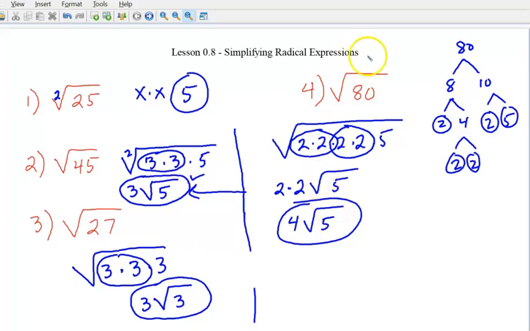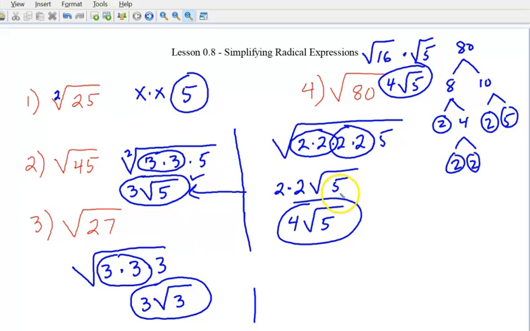If you used perfect square factors, you could do the square root of 16, which has a perfect square root, times the square root of 5. Those 16 times 5 equals 80. And then you just have to simplify the square root of 16. And you're there. It's just, to me, a little bit quicker.